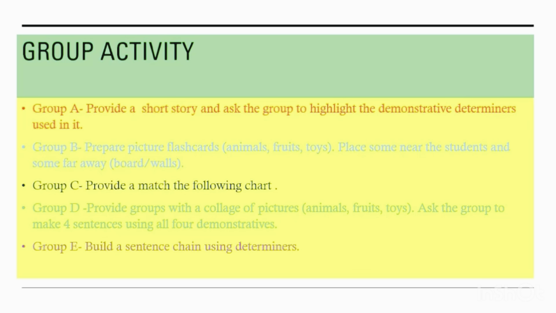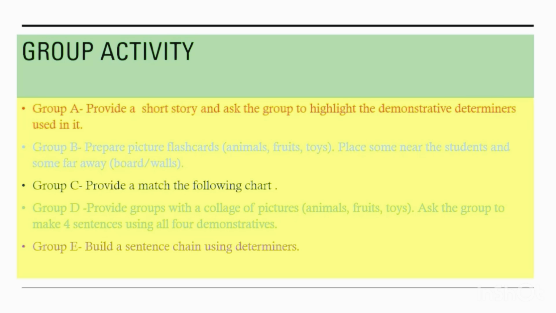First group activity: provide a short story and ask the group to highlight the demonstrative determiners used in it. When we are giving activity, focus on the demonstrative determiners, because that is the only type of determiners that we discussed today in detail. So give them a short story and ask them to identify the demonstrative determiners in that short story.